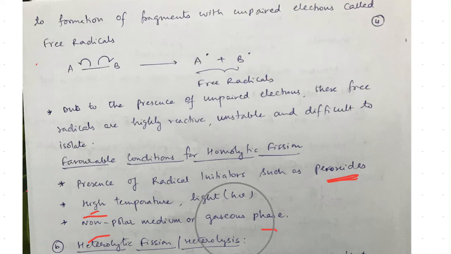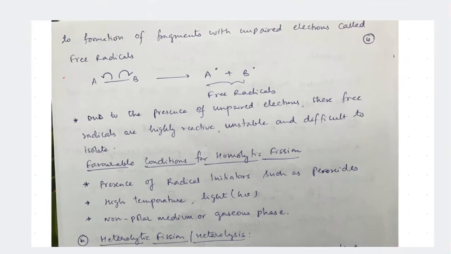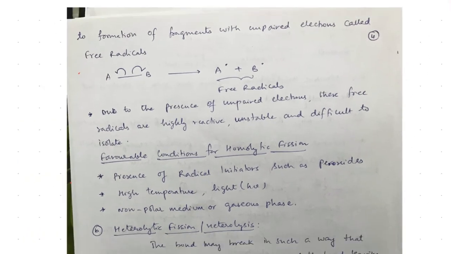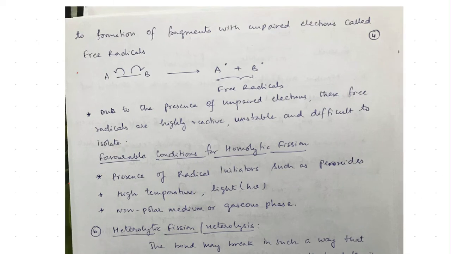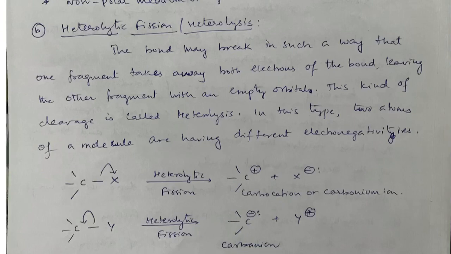Now the second type of fission we have is heterolytic fission, also called heterolysis. Hetero means different, lysis means breaking. Heterolytic fission is observed in species in which the two atoms in a molecule have different electronegativity. For suppose C-X, where X is the most electronegative element, then X gets the negative charge and carbon gets the positive charge. Carbon with a positive charge is nothing but a carbocation or carbonium ion.